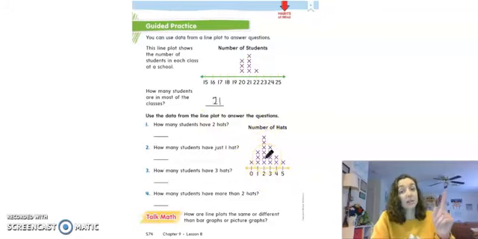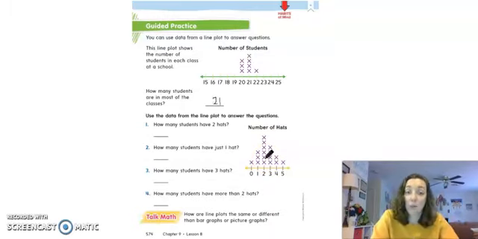Okay, this is just like what I said earlier. Sometimes they will ask you like that, but you just have to make sure that you're paying attention to what they're asking you about. If they were asking what number of hats had the most students, then it would be 2, but it's asking us who has 2. So we're going to count these. So we have 1, 2, 3, 4, 5, 6. So there are 6 students that have 2 hats. So we're going to write a 6.